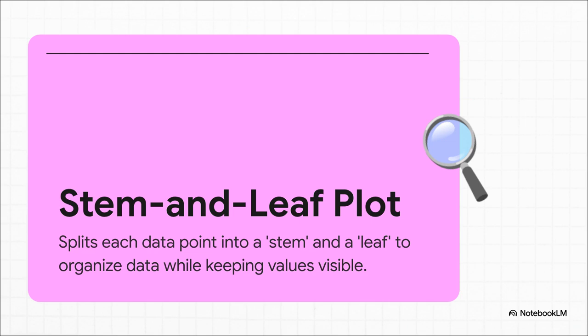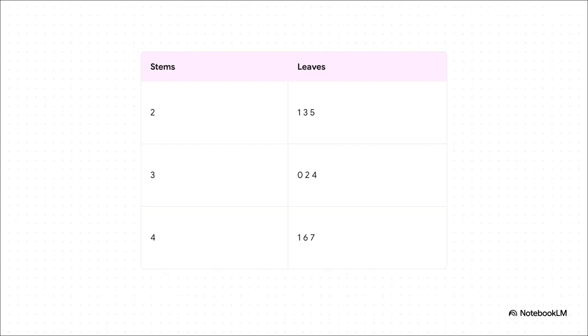Now, what's so cool about this plot is how it's designed. It groups the data, usually by the first digit, the stem, but, and this is the important part, it keeps every single original number visible by listing the second digit as a leaf. You lose 0 information. So here's how it works.